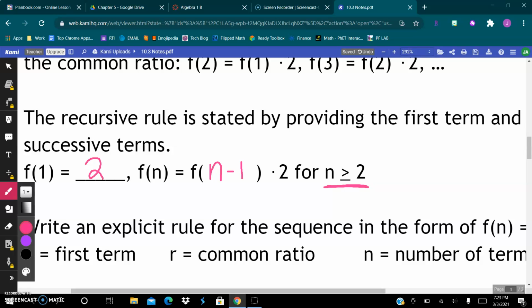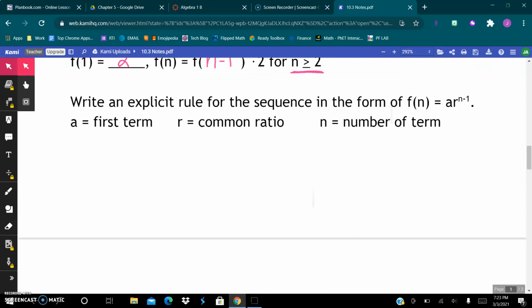The other part you're always going to have is this right here: n is greater than or equal to 2. That is because you have to have the first term in order to use this rule. If you don't know what the first term is, then you can't find the second term. So you start by finding the second term. The number of the term, which is labeled n, has to be greater than or equal to 2. So that always has to be in the recursive rule as well.